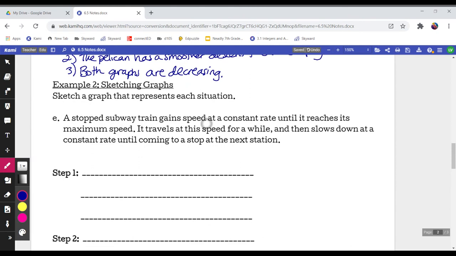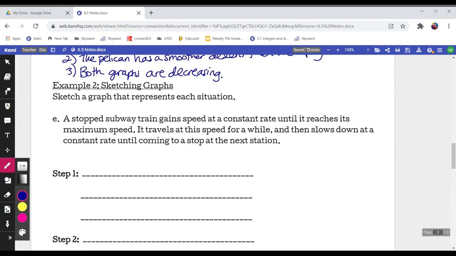Continue on to example 2, sketching graphs. So to sketch a graph that represents each situation, we're going to start with letter E. A stopped subway train gains speed at a constant rate until it reaches its maximum speed. It travels at this speed for a while and then slows down at a constant rate until coming to a stop at the next station.